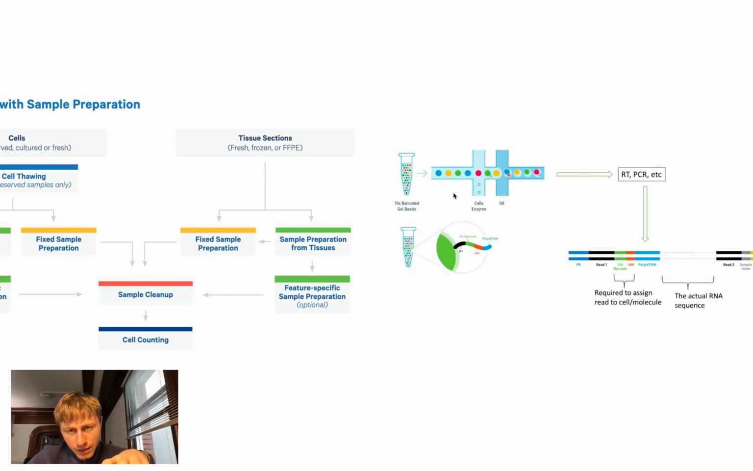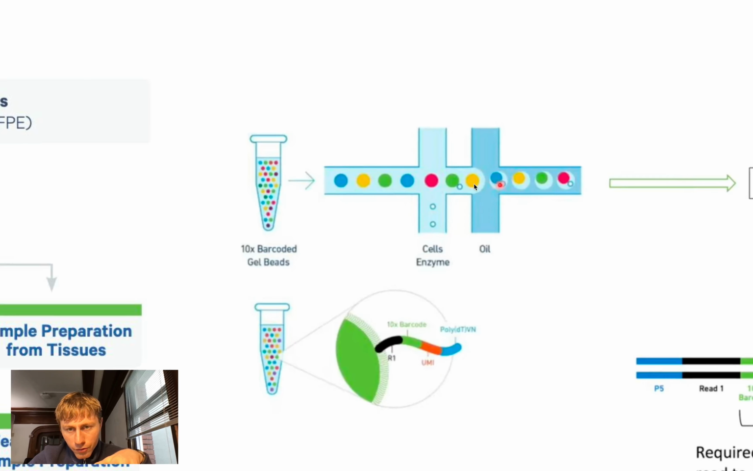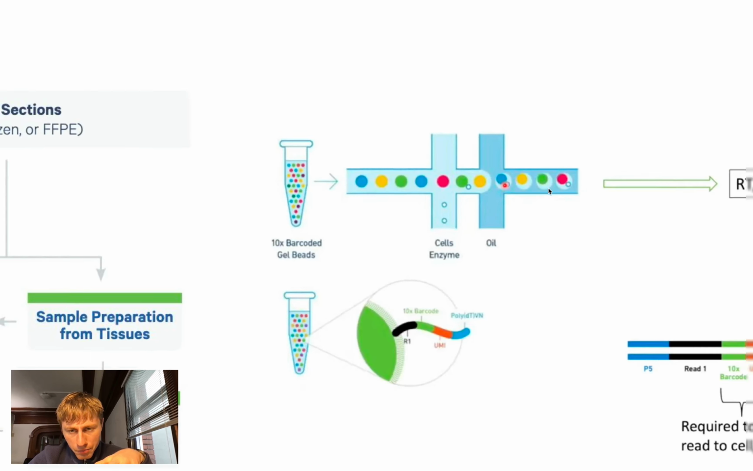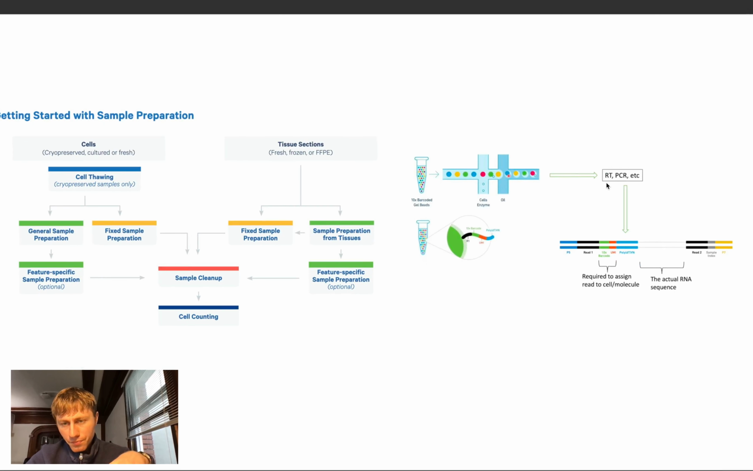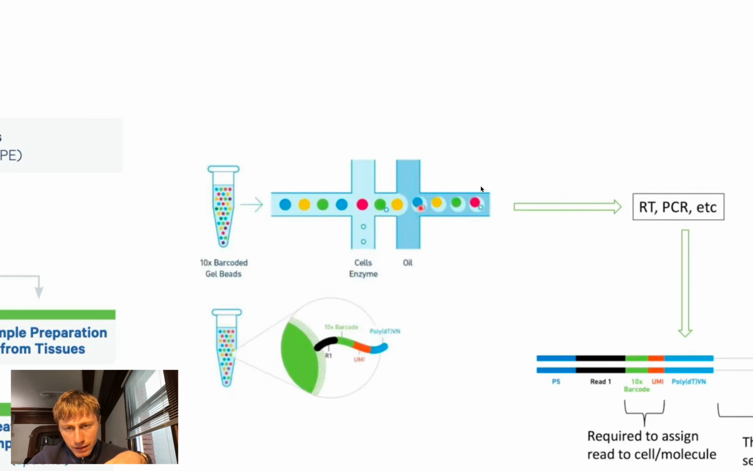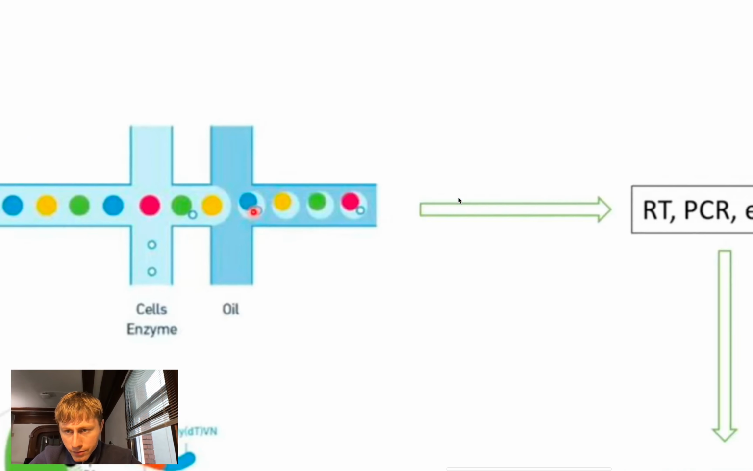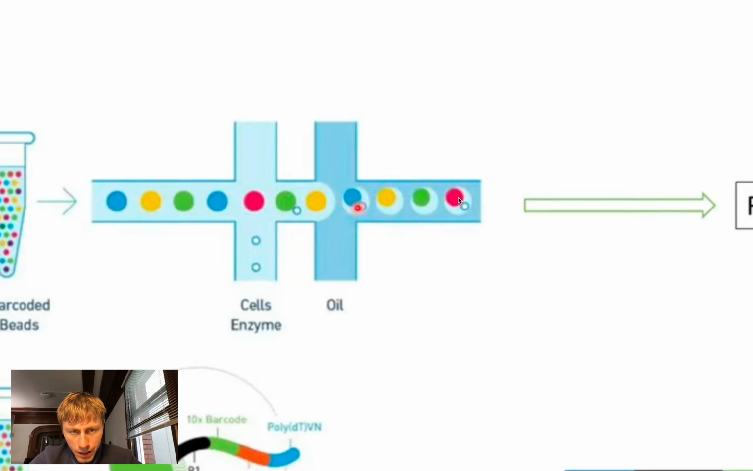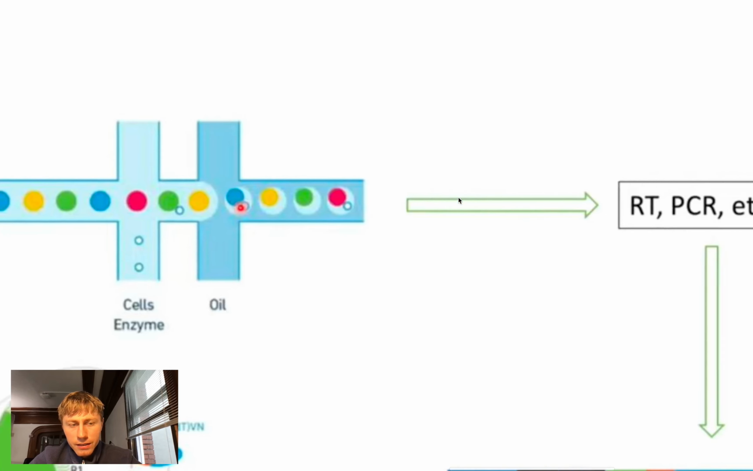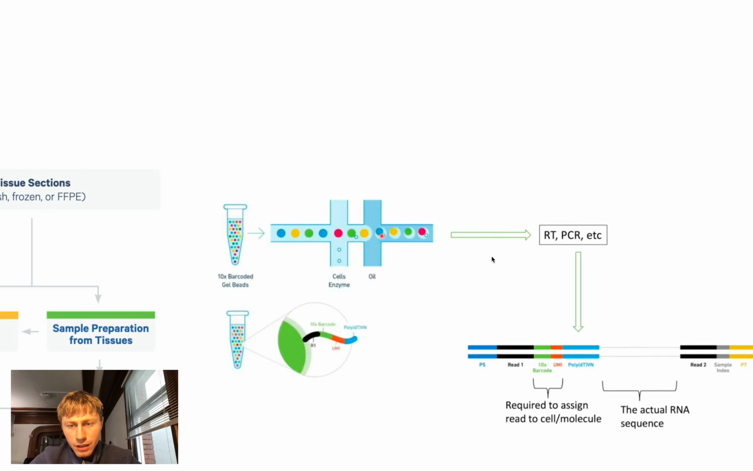I have the gel beads, and they are flowing in this direction. You also add the cells and enzymes here, and then they get together, and because you add the oil here, they group together into one cluster. The nice thing is that inside this cluster bubble, you will have all of the required things to do the reverse transcription and lysis as well.